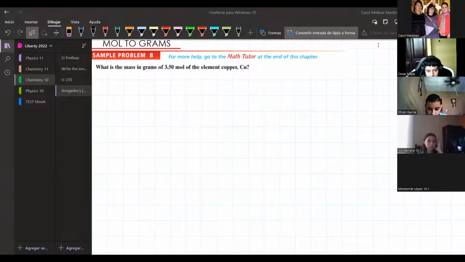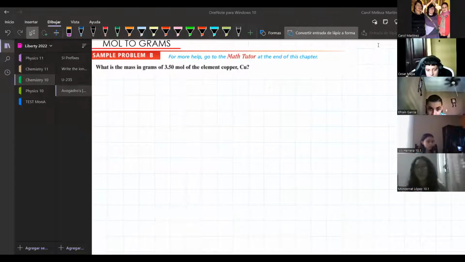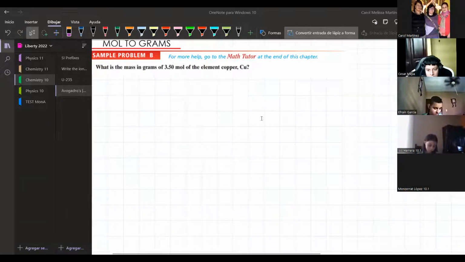So the first problem that we have over there is about mole to grams. Okay, it's about mole to grams, and it says, what is the mass in grams of 3.5 moles of the element copper, Cu?